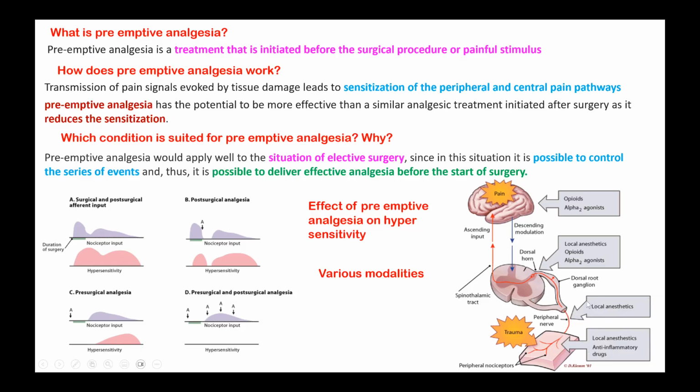So by giving a block or fascial plane block or epidural or intrathecal, you can definitely block. And at the level of dorsal root ganglion, you can give preemptive analgesia with opioid or alpha-2 agonist. And at the central level, you can use opioids or alpha blockers. So these pictures will help you to remember the various modalities with which you can block this sensation.